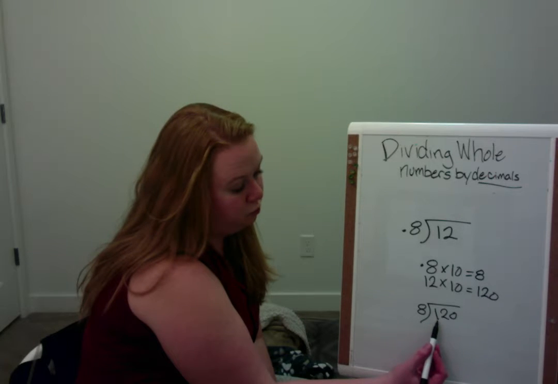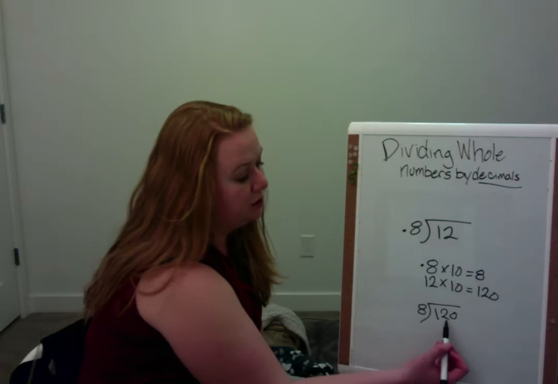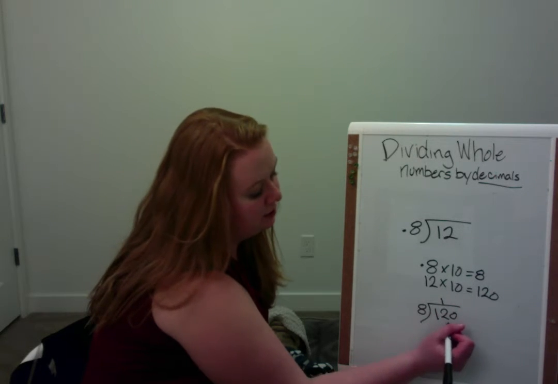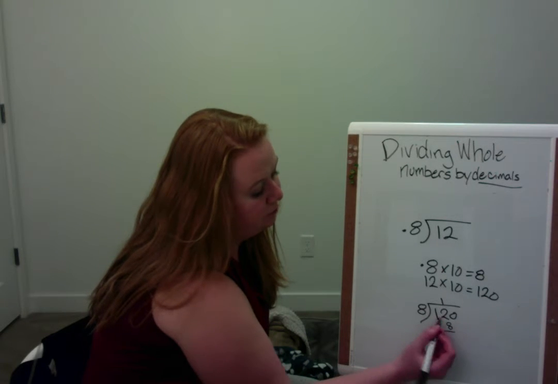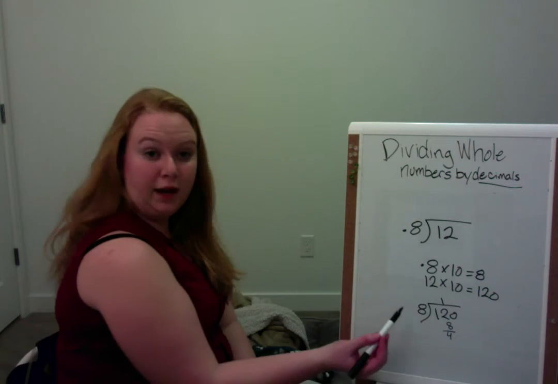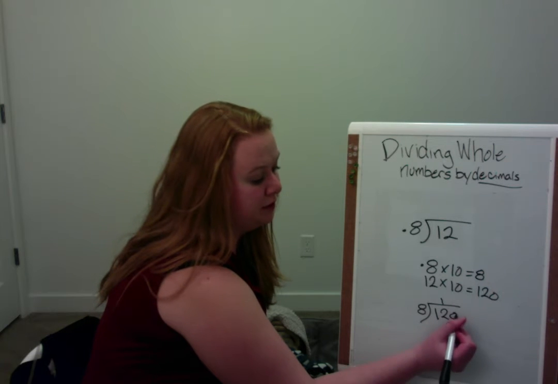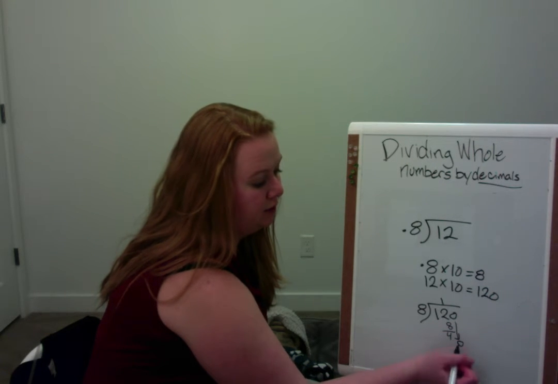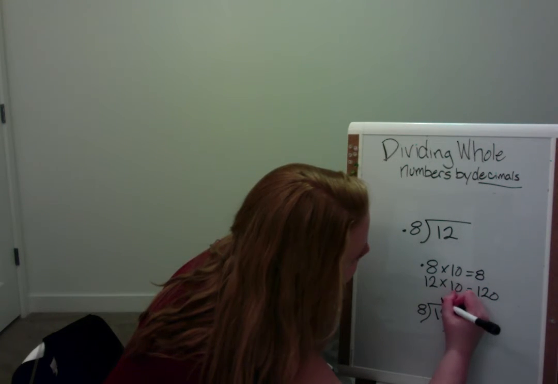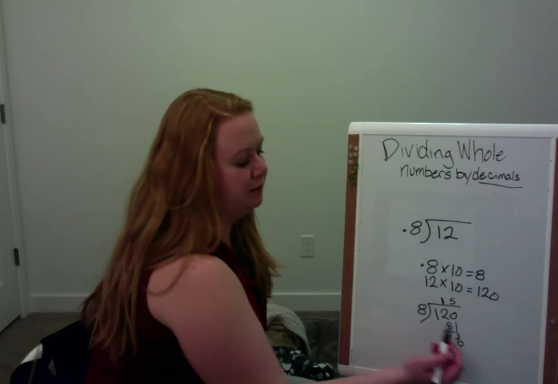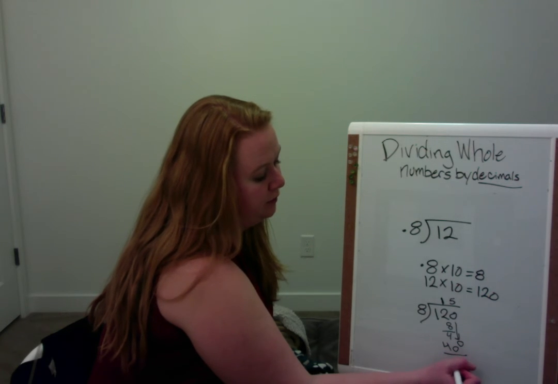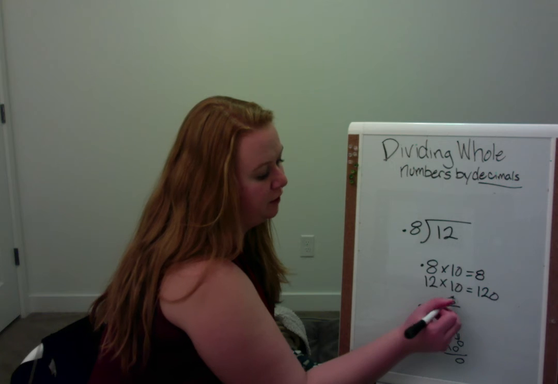8 can go into 1 0 times, but 8 can go into 12 1 time. So we put the 1 above the 12. 1 times 8 is 8. 12 minus 8 is 4. 8 can't go into 4 on its own, so we have to bring down this 0 that we have left over. 8 can go into 40 5 times. 5 times 8 equals 40. Which equals 0, so we have gone as far as we can.